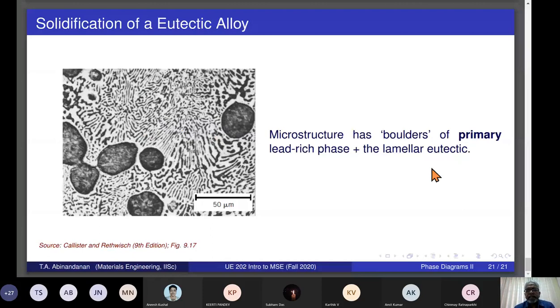There are other kinds of eutectic microstructures that have been observed, but in this course, we will stop here. And I will show you some interesting microstructures in one of the annexures later, but these are the things that I wanted to cover here. Okay, so we are done here. That took me about half an hour or so.